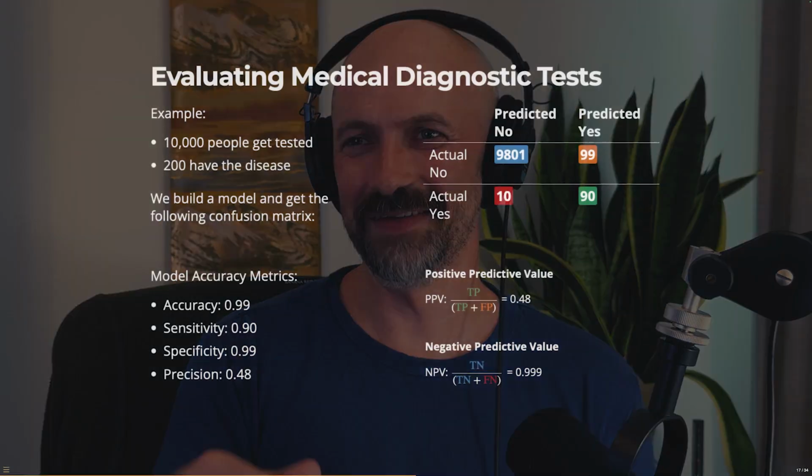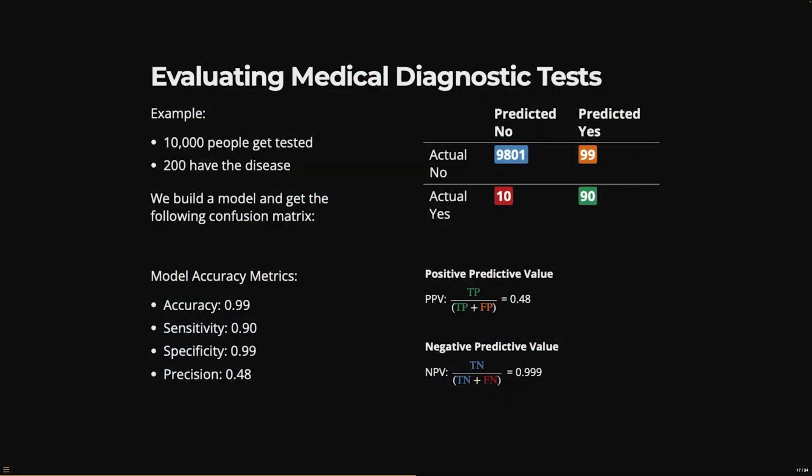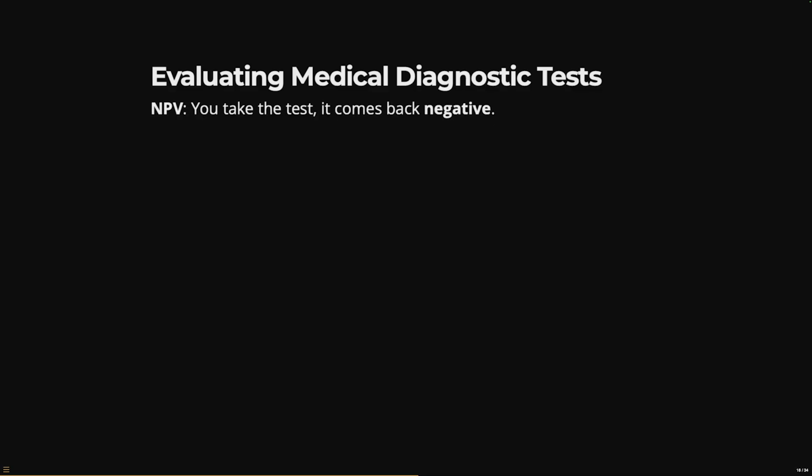Continue. Okay. And then we have the negative predictive value, which is basically how well we do at predicting negative. And we're really good at that. Like we're close to perfect. But the positive predictive value isn't that great. It's only 0.48.